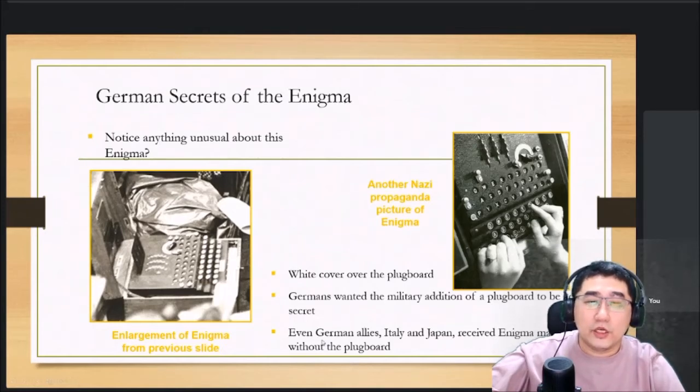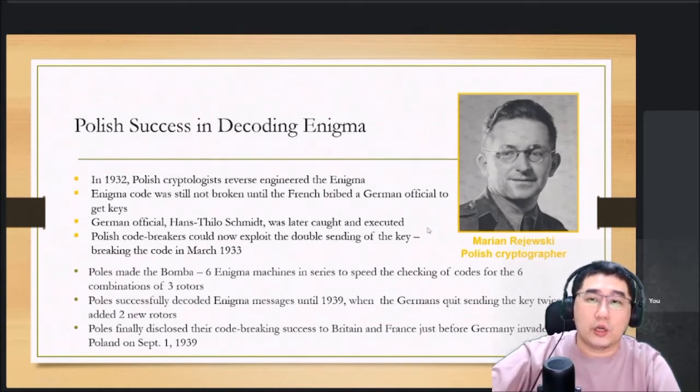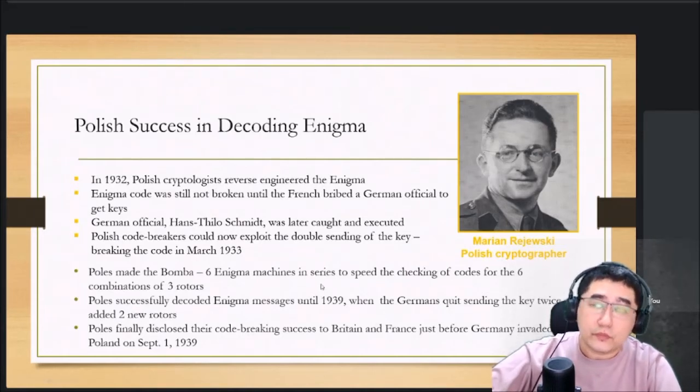Even Germany's allies, Italy or Japan, received the Enigma machine without the plugboard. At the initial stage of the war, the Enigma was actually cracked by Polish mathematicians. Previously it didn't have the plugboard. Then the Germans added in the plugboard feature. After adding the plugboard, the Poles were no longer able to crack it because it had become more complex.